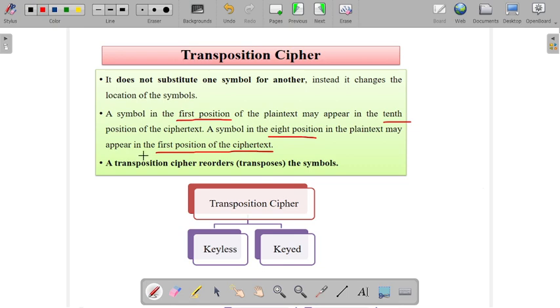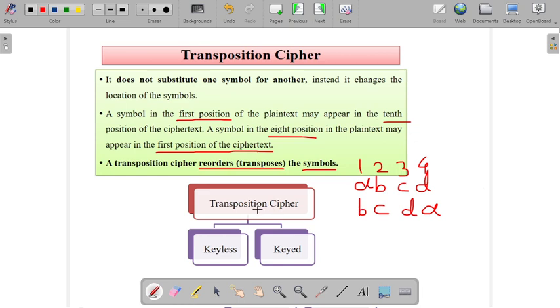So a transposition cipher is nothing but reordering and transposing the symbols given in the plaintext. For example, our plaintext consists of A, B, C, D. This is the first position, this is second, this is third, and this is fourth. In a transposition cipher, we place B as the first character, C as the second character, D as the third character, and A as the fourth character. Here we have just moved the character from the first position to the fourth position. That is called a transposition cipher.